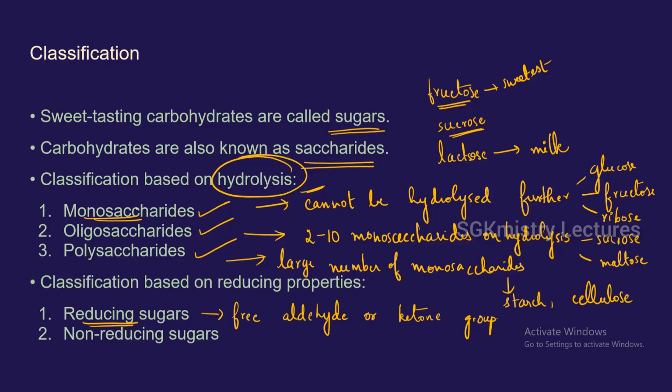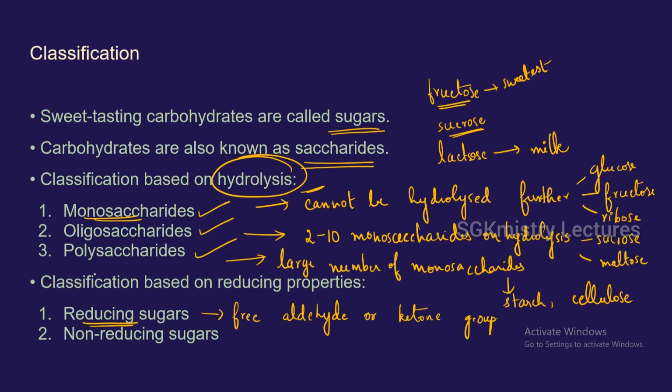So we will be learning about the structure of monosaccharides as well as disaccharides a bit later. You will get to know, when we are writing the structure of a disaccharide, how we need to decide whether it has a free aldehyde or a ketone group or not, or how you can decide whether it is a reducing sugar or not.